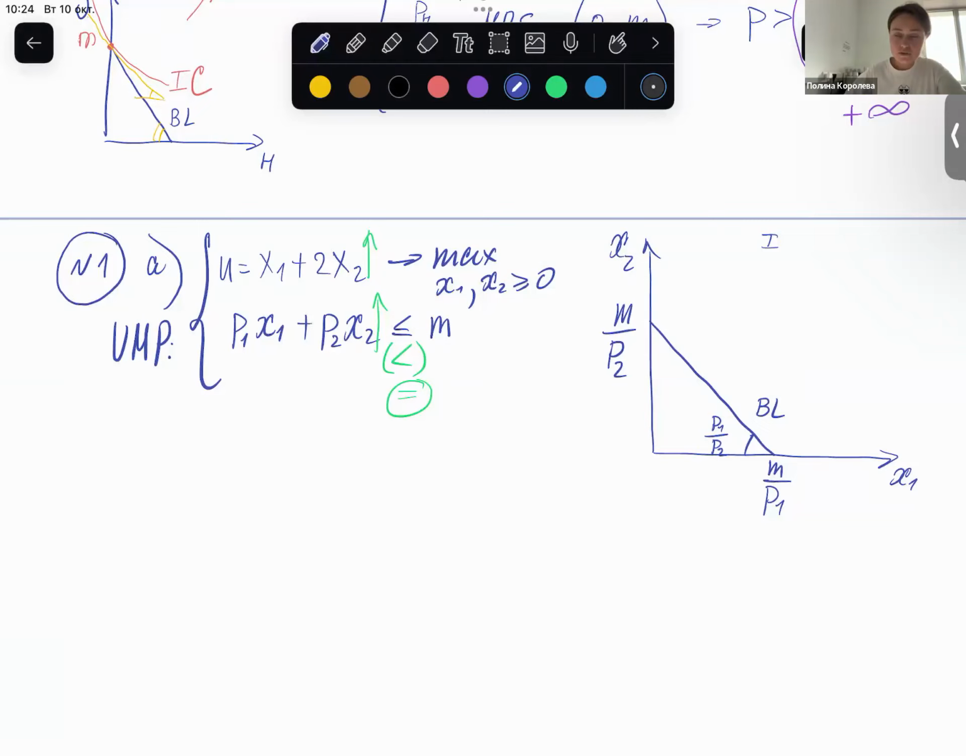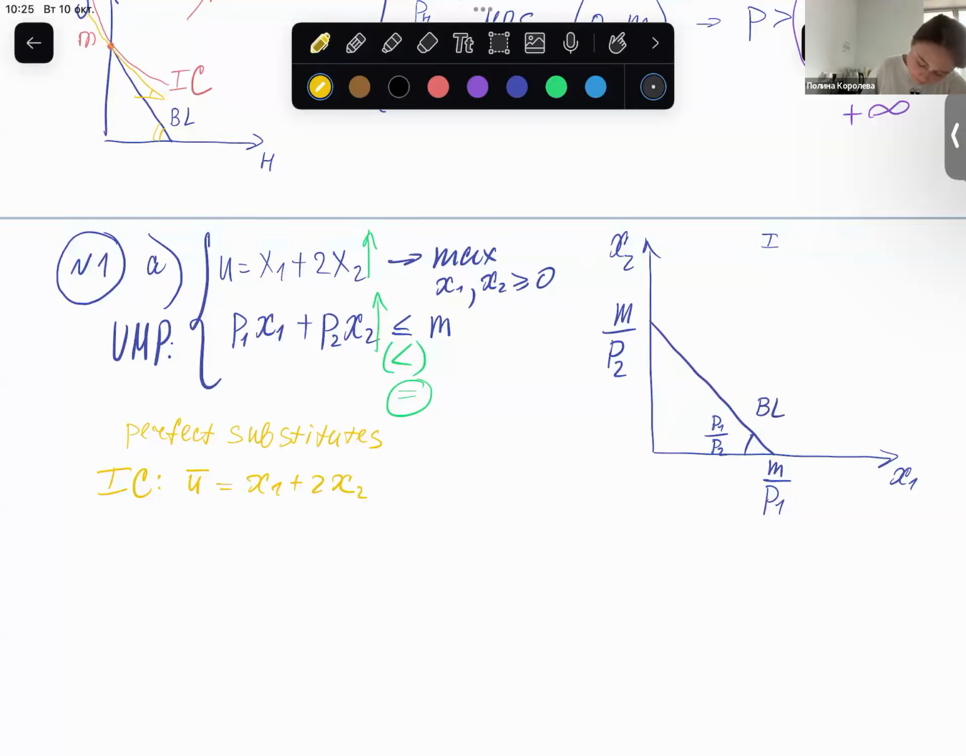Let's find the marginal rate of substitution, because we are speaking about perfect substitutes. Let me remind you how indifference curves look for such perfect substitutes. So let's find the indifference curve. We fix the level of utility here, x1 plus 2x2, and x2 is on the vertical axis.